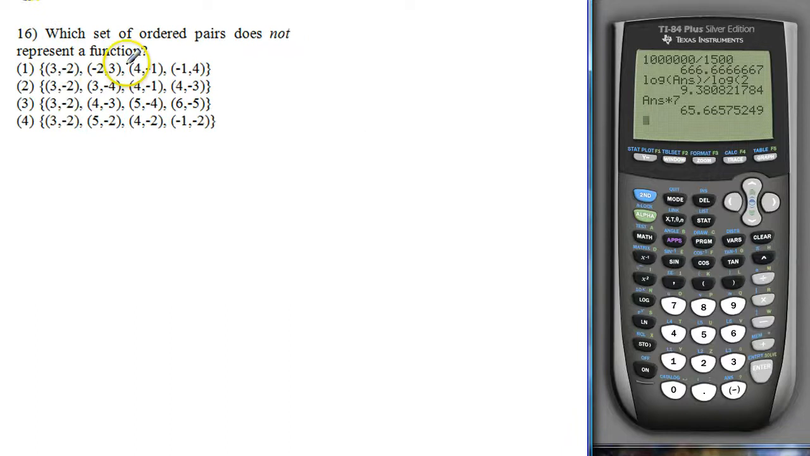And finally, the last one, which is not a function. We're looking for x's repeating. So if you see right here on choice 2, double 3s and double 4s, that's bad. This is not a function, so it is choice 2.